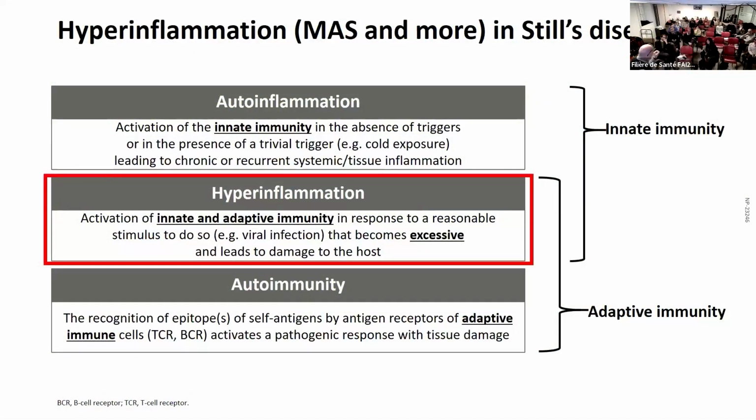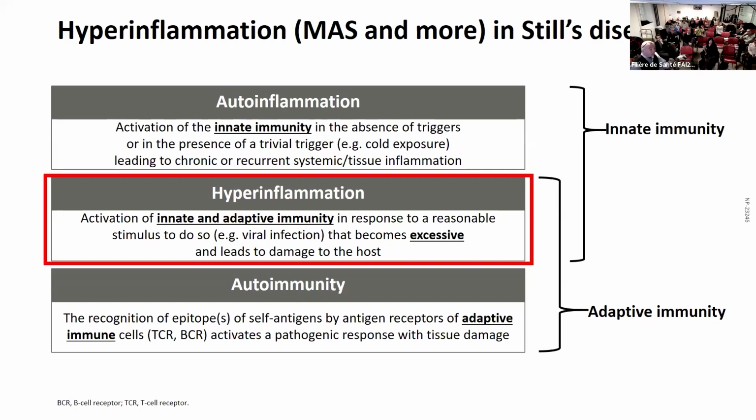So hyperinflammation: you're very familiar with the concept of autoimmunity and auto-inflammation. These three are the own goals of our immune and inflammatory response. Now, I think we should try to learn to use this word in the proper way. And I think Bruno gave an example. He was talking about an auto-inflammatory disease with an adaptive immunity component in there. So Still's disease is not a pure auto-inflammatory disease.